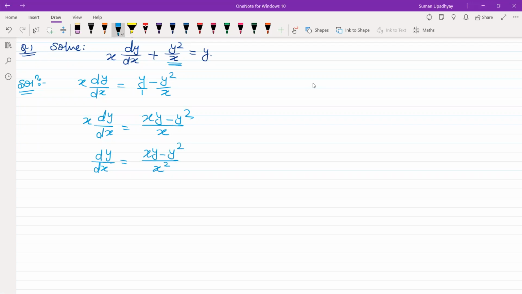Now, is it possible for me to separate the variables? I think it is possible for me, but since we are using degree, is it a homogeneous differential equation? Yes, it is not possible for me to separate the variables. So it is a homogeneous differential equation because there are two terms in the numerator. What is the power of this first term?